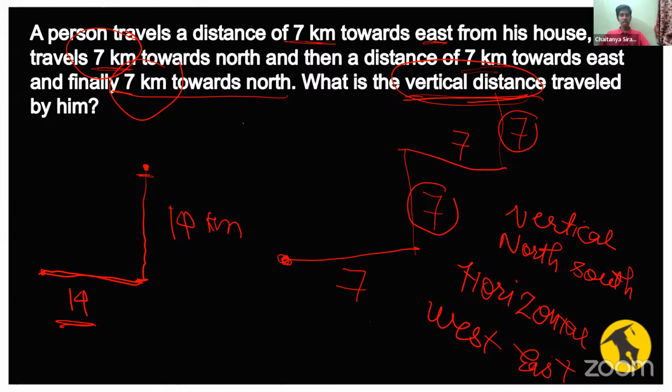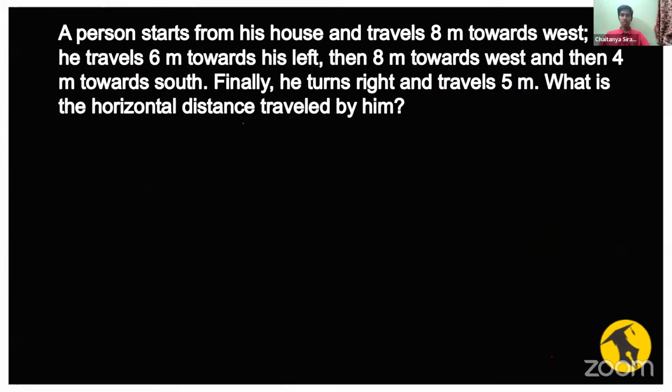All right. I hope you have understood the concept and the question. Let's move to the next question. A person starts from his house and travels 8 meters towards west. So let's say this person's house is here. I'll denote it by H. Sorry, let's keep him here so that he is free to travel everywhere. The person travels 8 meters towards west.